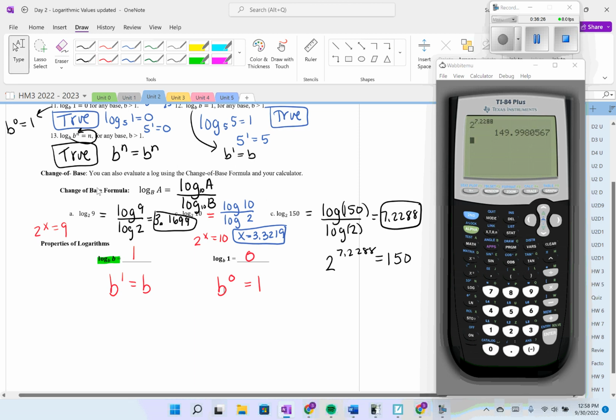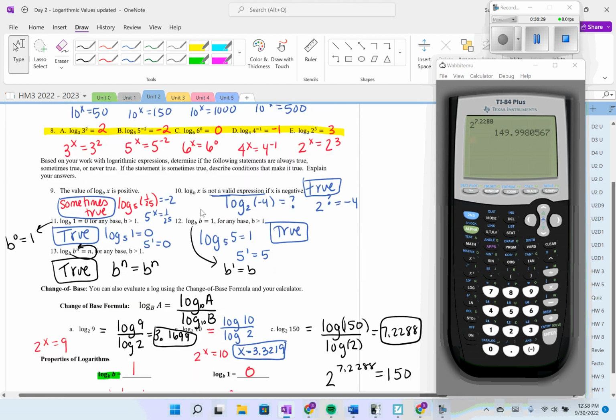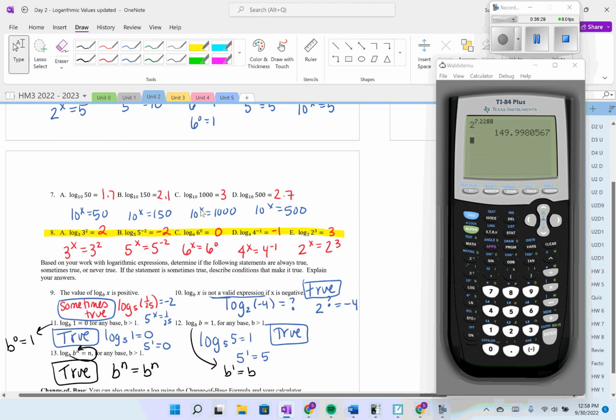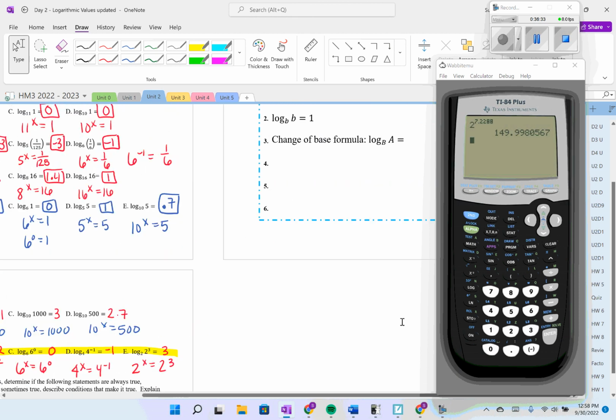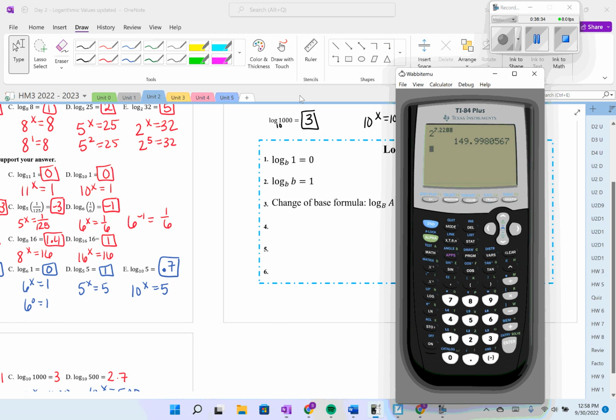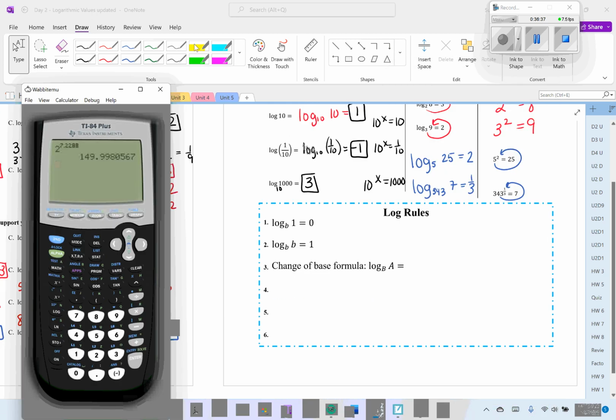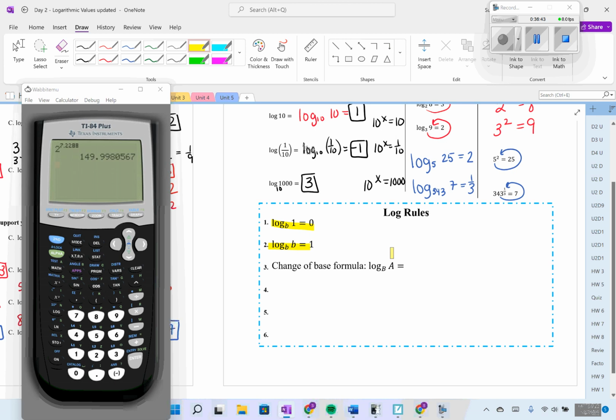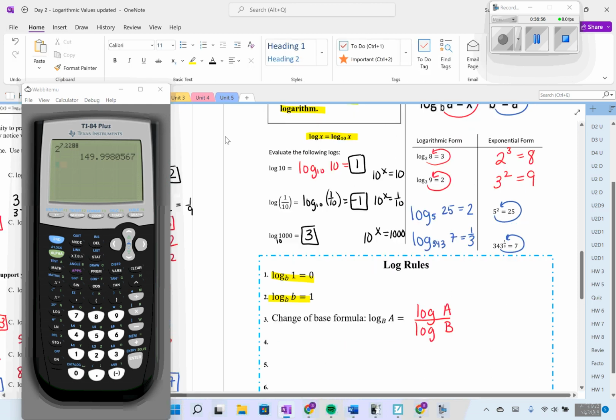So that is all for our logarithmic notes for today. Notice over here in your graphic organizer, I also put those two properties, and also there's the change of base, so you might want to add that in. This is the log of a divided by the log of b. And that is all for the notes for today.